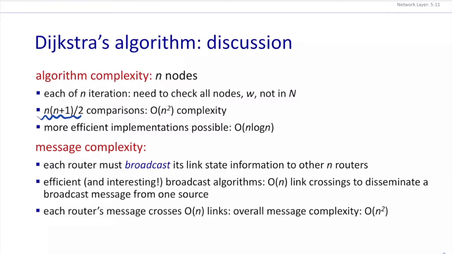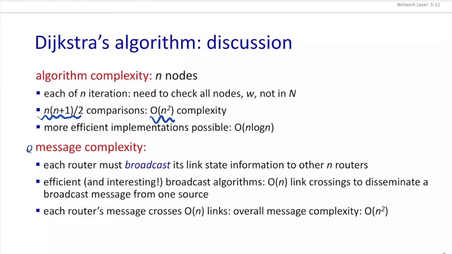So the complexity is big O of n squared, because the most significant part is n squared. So we say it is n squared complexity. Of course there are more efficient implementations, but we don't discuss them here.